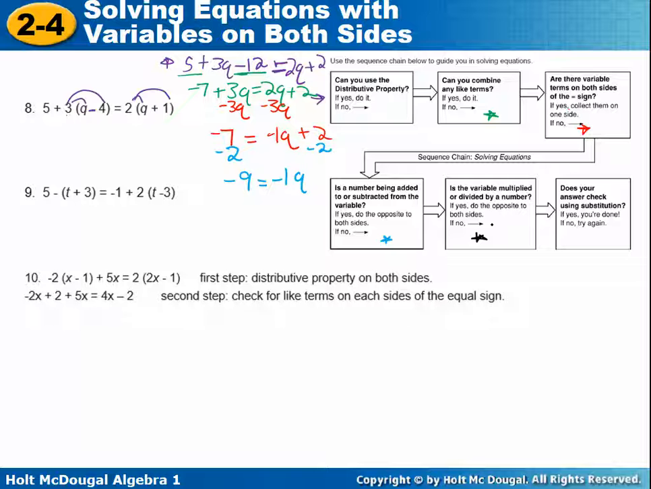Yes, it's being multiplied by negative 1. So the opposite of that would be dividing by negative 1. Negative 9 divided by negative 1 is a positive 9. So we get 9 equals q.